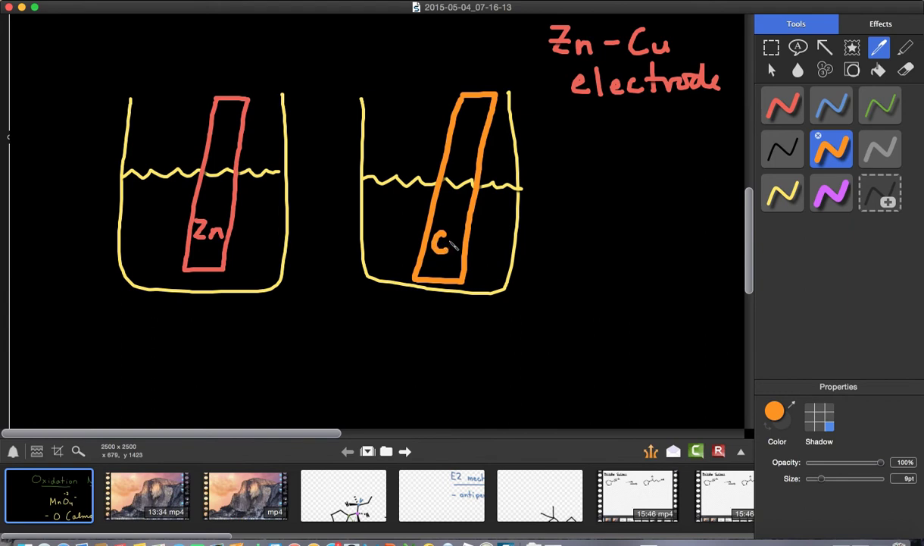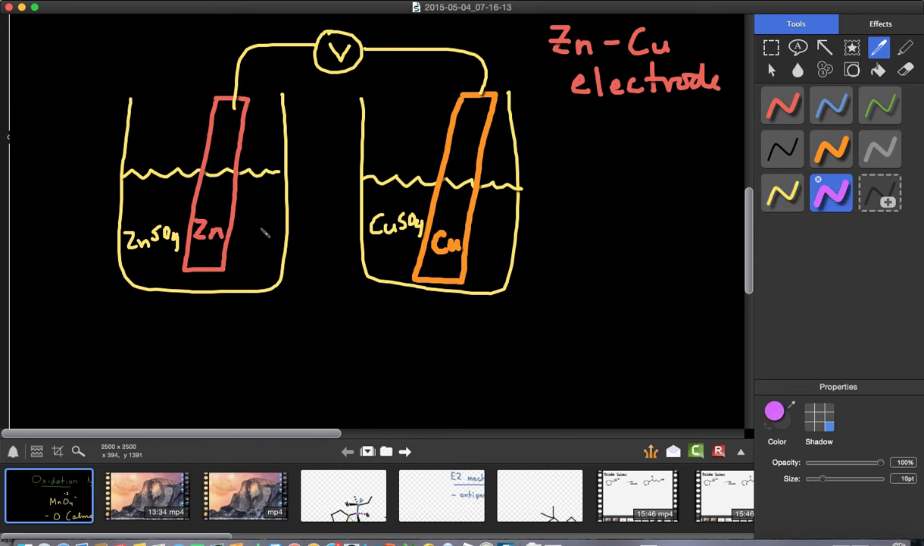And in the other beaker, I'm going to have copper. So this solution is copper sulfate, while this solution is zinc sulfate. They're going to be connected through a wire that will be attached to a voltmeter. This is simply going to measure the transfer of electrons by measuring its voltage.